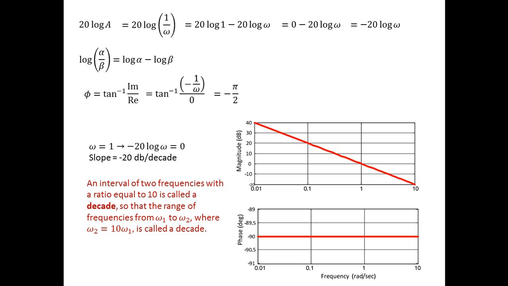Similarly, if you want to plot the phase of this transfer function in terms of the frequency, since the phase is constant and equal to minus pi over 2, it is a straight line with the slope of 0. In other words, the angle is always minus 90 degrees regardless of the value of frequency.